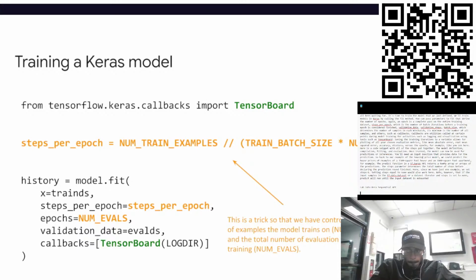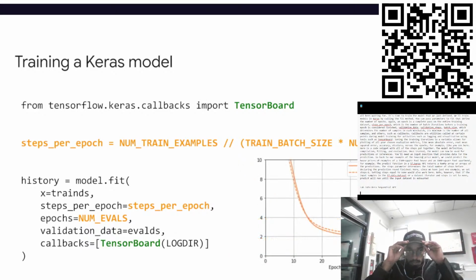Callbacks are utilities called at certain points during model training for activities such as logging and visualization using tools such as TensorBoard. Saving the training iterations to a variable allows for plotting of all your chosen evaluation metrics like mean absolute error, root mean squared error, accuracy, etc., versus the epochs, for example, like you see here.